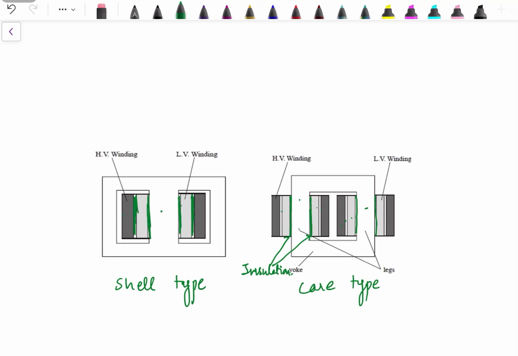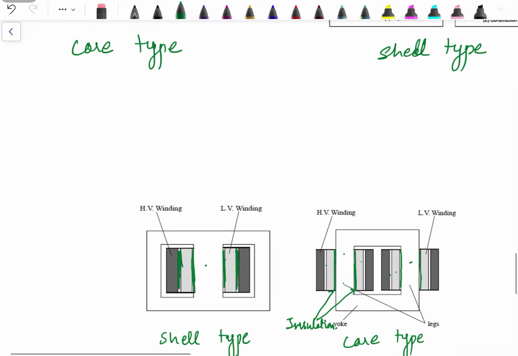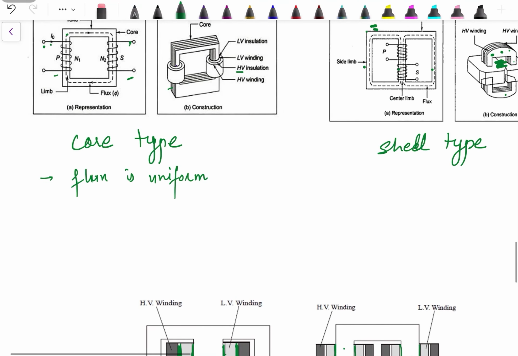Now in case of core type transformer, if we summarize, in core type the magnetic flux is uniform. It's uniform in the whole structure of the core. So whatever the flux is over here, same is over here, same everywhere. While in case of shell type, if a flux is produced over here, from this point it will have two paths. It can flow in this direction as well as in this direction. So it's like we have division of flux.